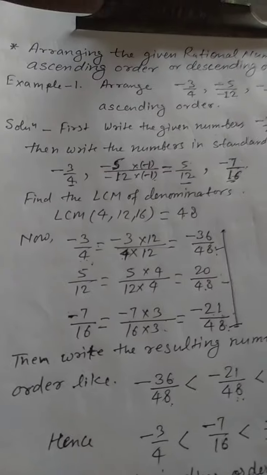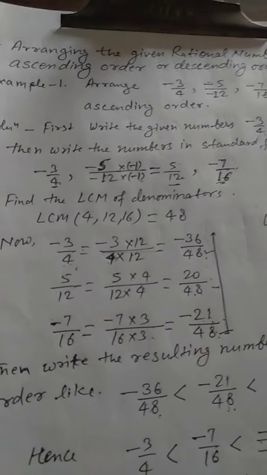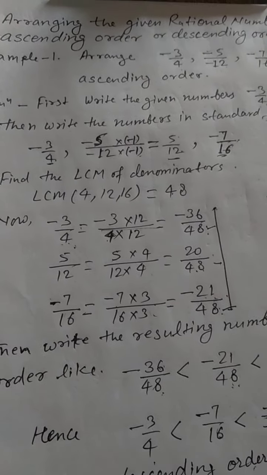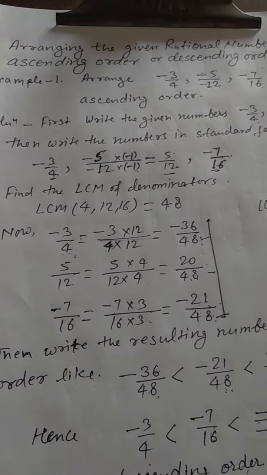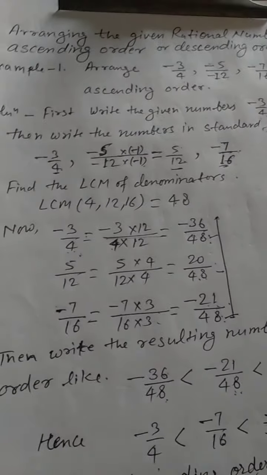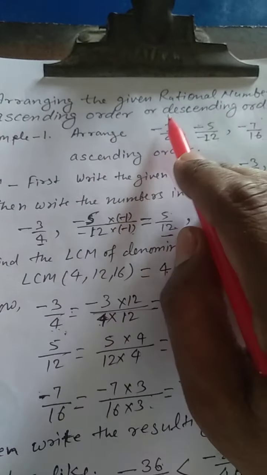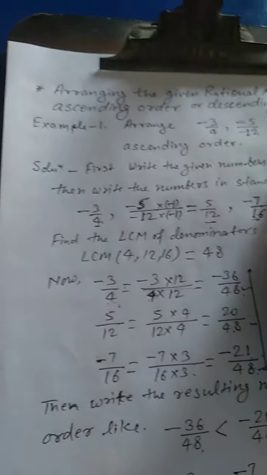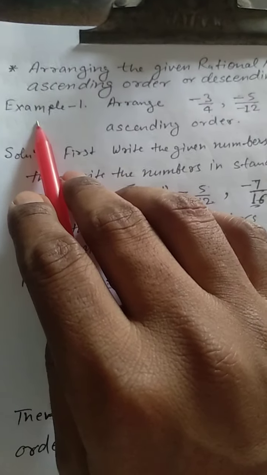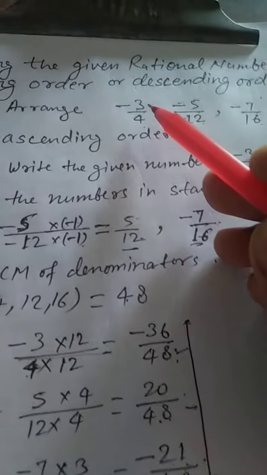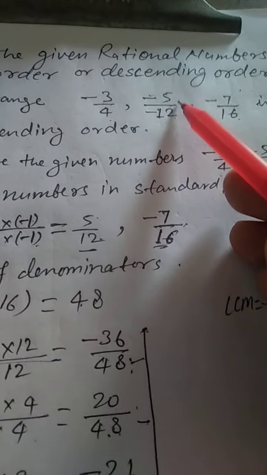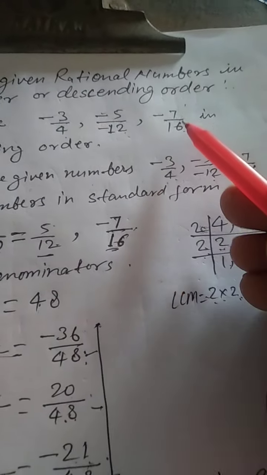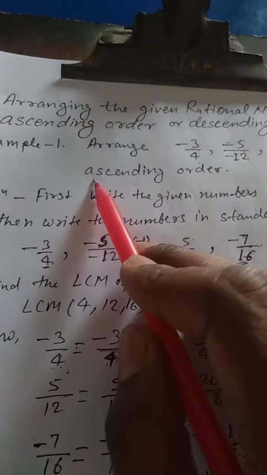Now my dear students, we have to arrange given rational numbers in ascending or descending order. So how can we arrange? Arranging the given rational numbers in ascending order or descending order. Here I am taking an example. Arrange minus 3 by 4, minus 5 by minus 12 and minus 7 by 16 in ascending order.